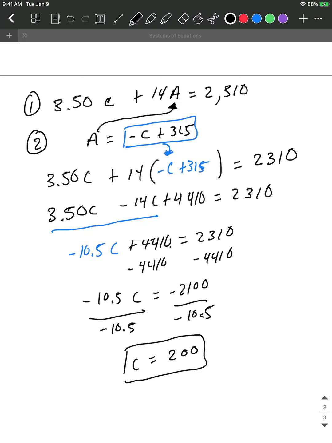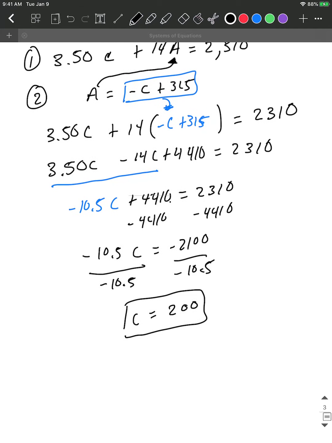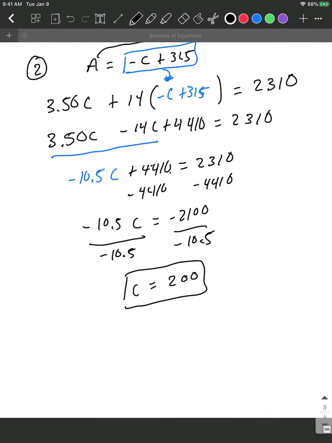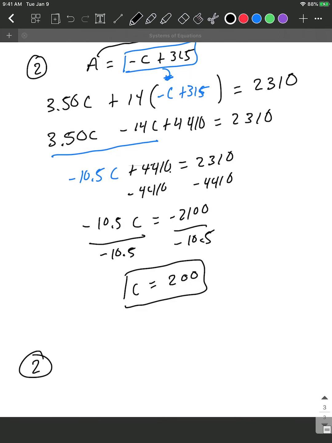Now we can substitute back into either of the original equations, which is at your discretion, but I'm just going to stick with number 2 here. I'm going to say A is equal to negative C plus 315. Like I said, we're substituting back in, so I'm going to leave this as a negative outside. So A is equal to negative 200 plus 315, which gives us essentially 115.